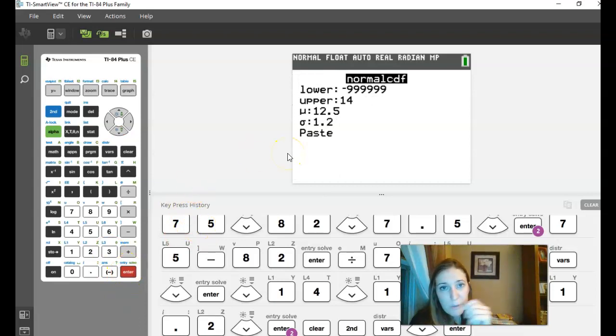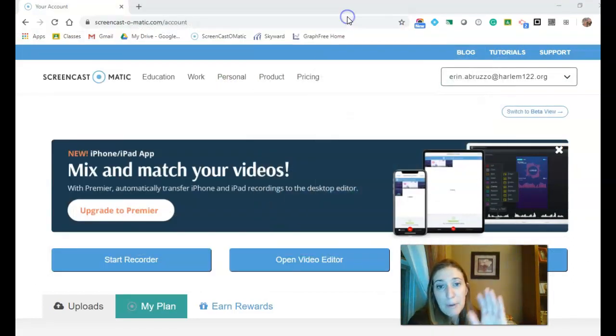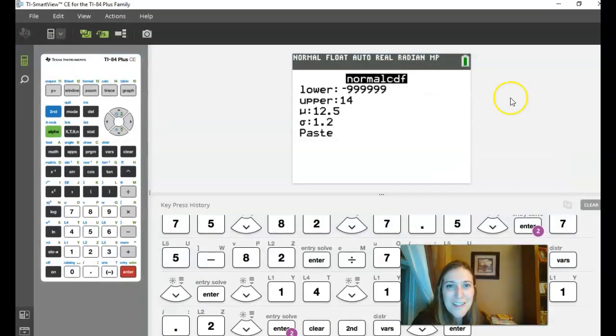All right, so for lower bound, usually there's a default in there the first time you reset your calculator. It says like -1E99 or something, which means a really negative number. That's fine, because if you remember, what we're asking is -0.93 and then down. So I'm always a big fan of -9999. I just type a negative and then a bunch of nines.